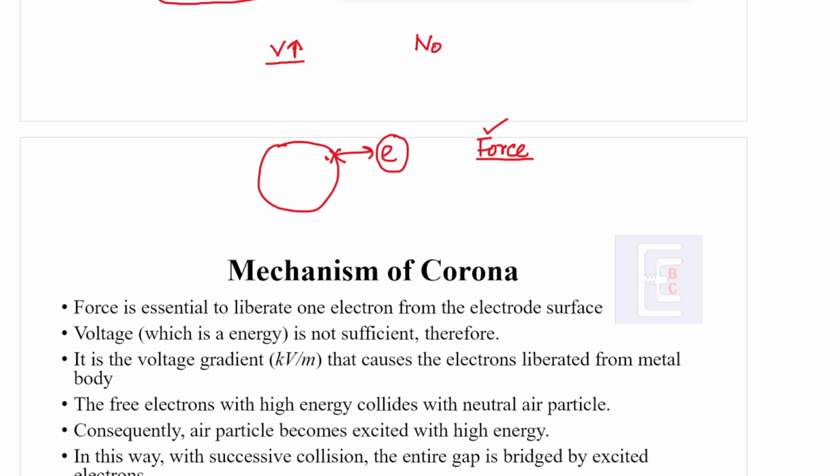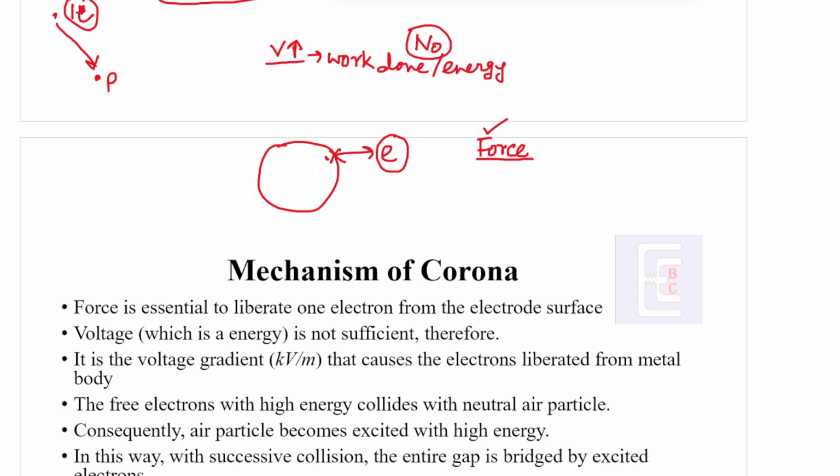Why? Voltage is not responsible at all. The reason is, what is the definition of voltage? If you have a point P here, you need to bring a 1 coulomb charge from infinity to that point. The work done to bring this 1 coulomb charge to point P is called your potential. So voltage is nothing but work done, or energy.